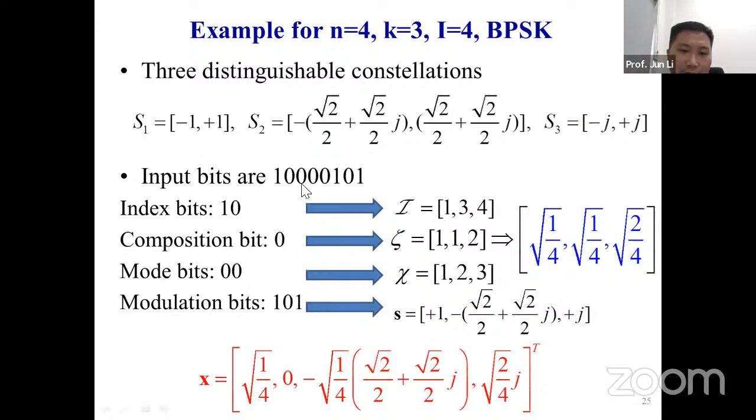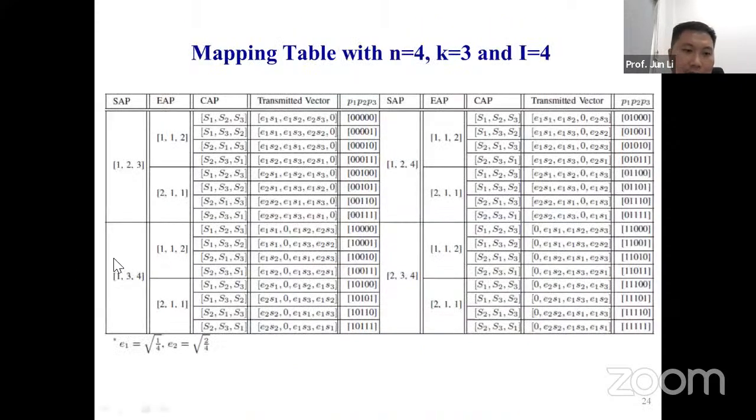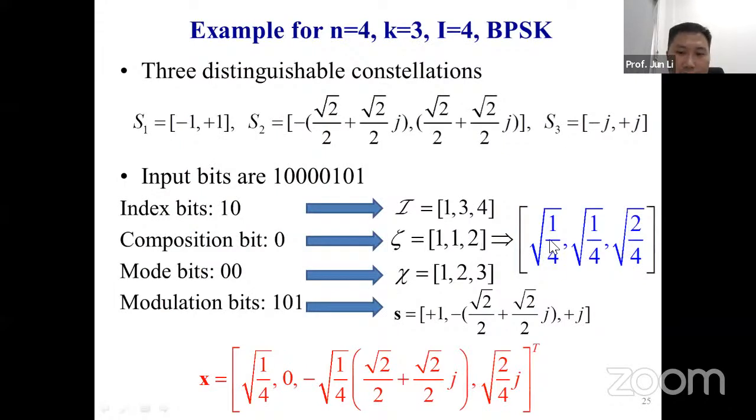Okay, the third one is 0, right? The third one is 0. That means the composition bit, we will choose the first energy activation pattern. First one, right? This is selected. Then the first one is 1, 1, 2. 112 means the energy allocation pattern is square root of 4/1, square root of 4/1, and square root of 4/2 for these 3 active subcarriers.